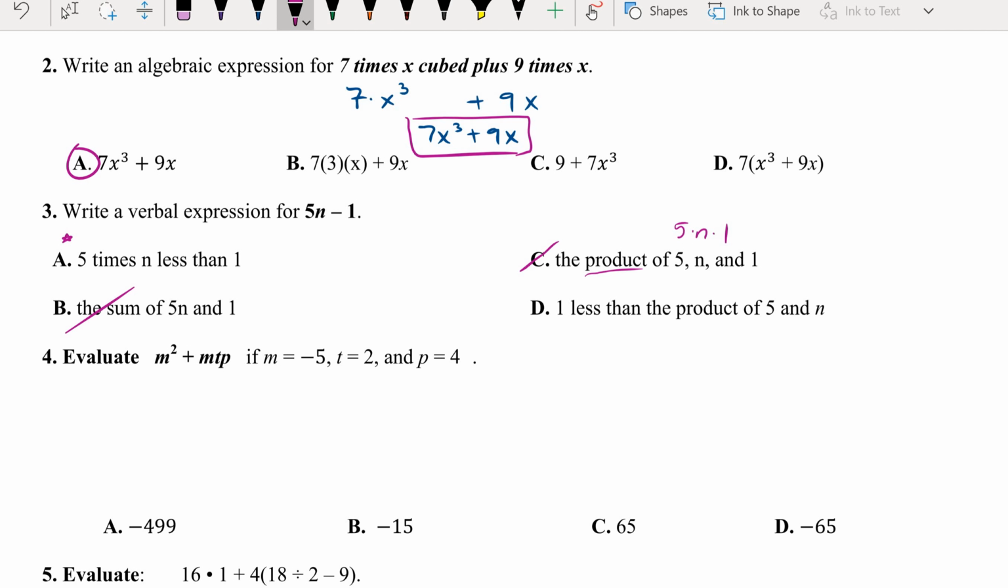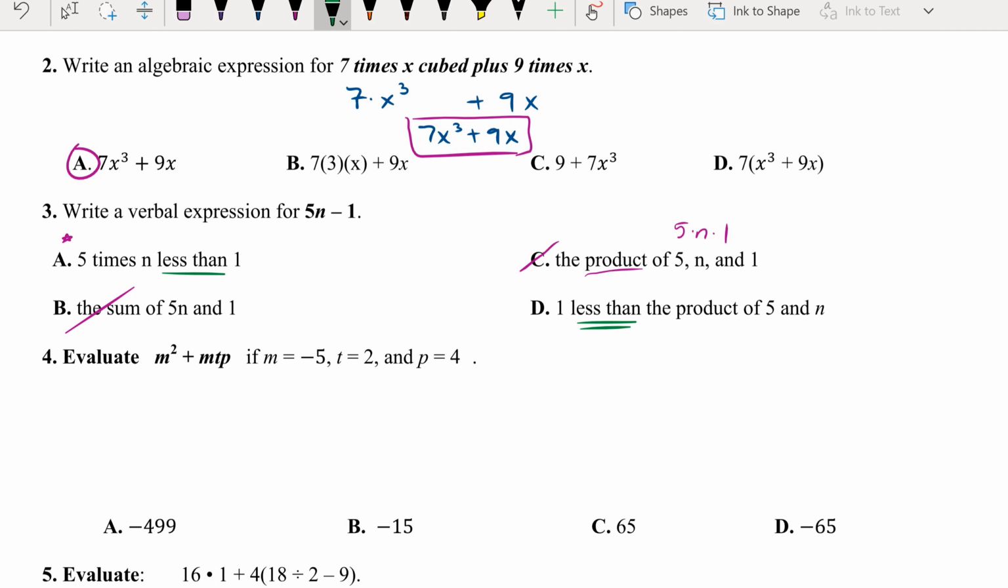1 less than the product of 5 and n. So I see the term less than goes with subtraction, so I agree. So either A or D is the correct answer. However, when we learn about this lesson, we talk about the term less than. If you hear the term less than or more than, whatever comes after less than will go in front. So let's say I'm going to look at choice A first. 5 times n less than 1.